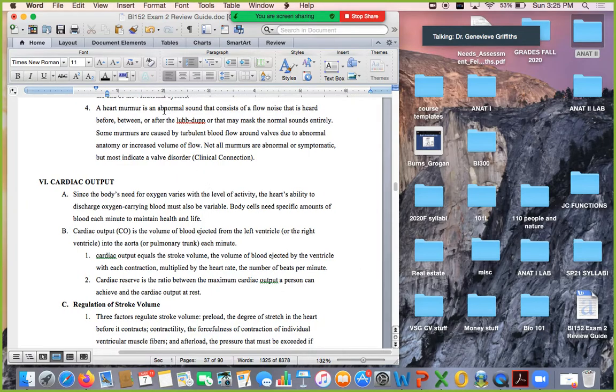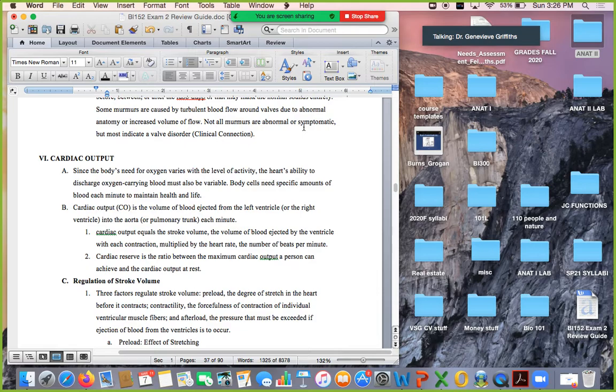Okay, sometimes individuals can have a heart murmur, and that would be if the sound that is made during this opening and closing of the valves is abnormal, and that abnormal sound would be made because the valves are closing abnormally. So we either have abnormal anatomy or abnormal volume of flow. Not all murmurs are going to be abnormal, but most of them do indicate that we have some sort of valve disorder, so it's not working as well as it could. That doesn't necessarily mean that it's a symptom of anything larger. It just might mean that you're an individual that has an abnormal valve setup.